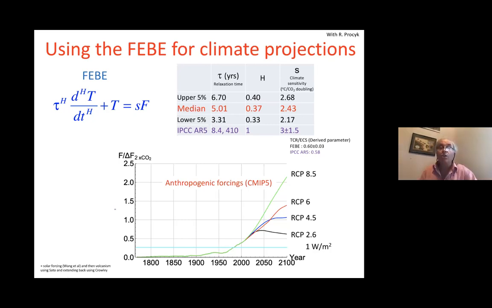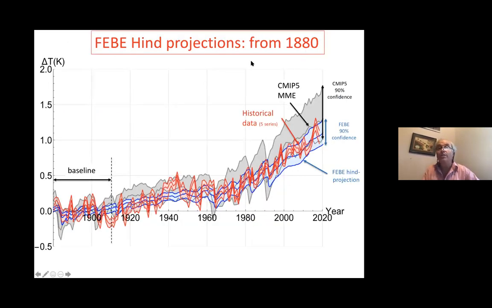And so you can use the IPCC forcings. These are from the 2013 fifth assessment report. You have a relaxation time, which is now a power law relaxation, and climate sensitivities which are more or less in the range of 3 plus or minus 1.5. We end up with about 2.43, et cetera. And you can make projections.